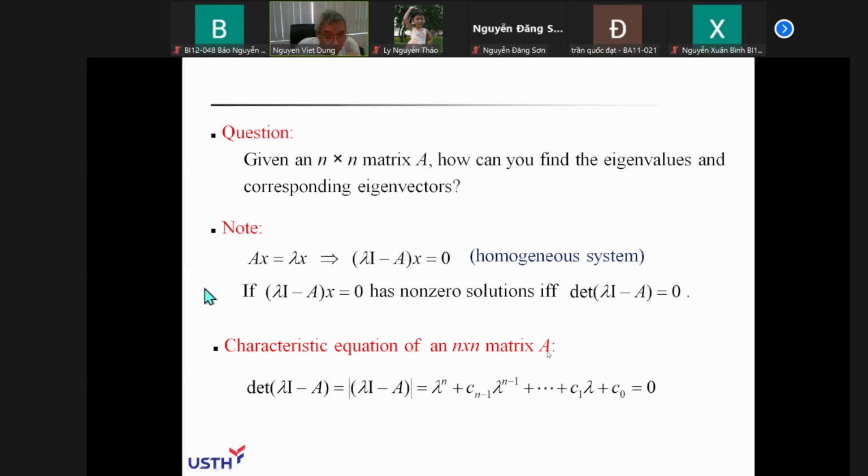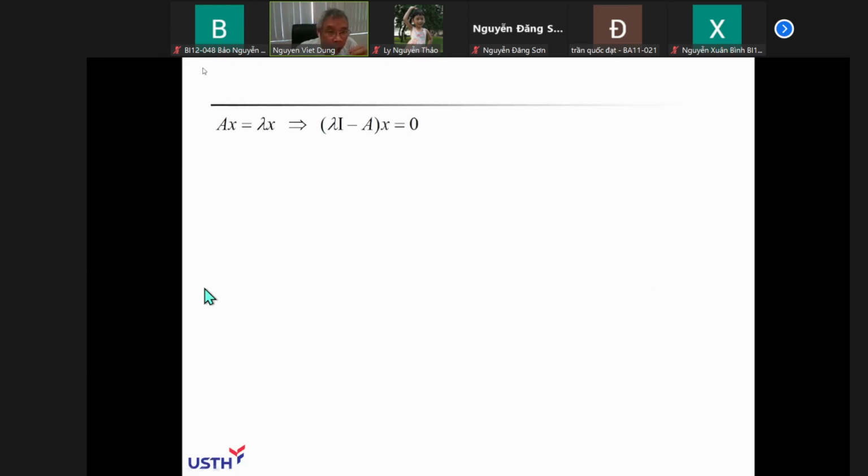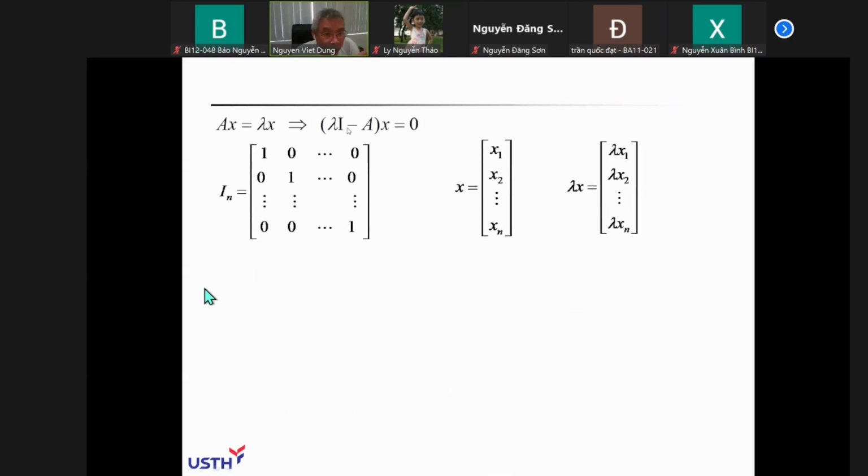Because last week some students asked me why from the equation Ax equals lambda x we can get that one, I will explain it in the next slide. Here is your question. From here, how can we write it in this form? First of all, what is I? I here is the identity matrix In. It is exactly that one: we have 1 lying on the main diagonal and 0 elsewhere.